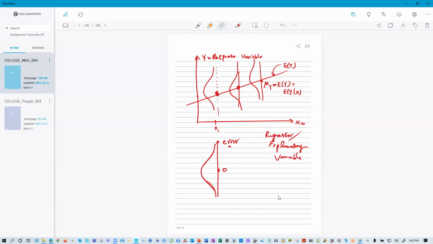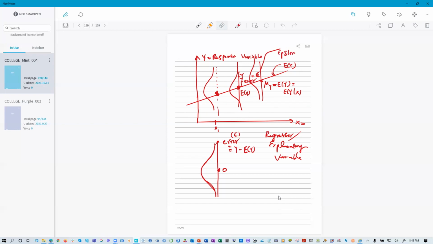The error is nothing but y minus the expected value of y. This is my y, this is my expected value, and this gap is the error. The error is denoted by epsilon. That's why the error has these properties.